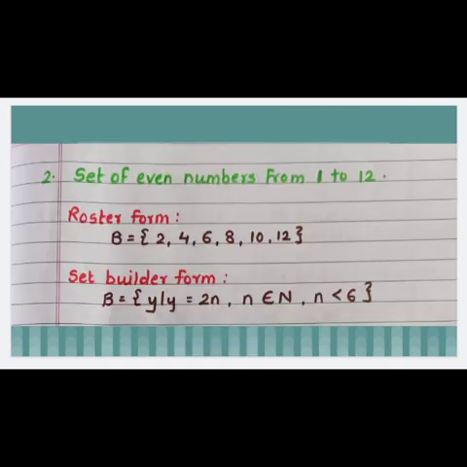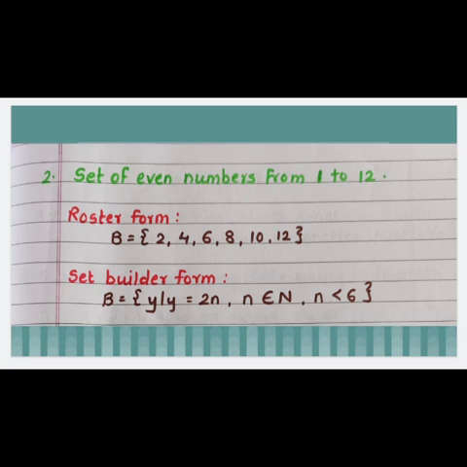Next, second example, set of even numbers from 1 to 12. First, we'll see by roster form. To show the set, we use here capital letter B, equal sign, curly bracket. We have to mention the even numbers from 1 to 12. Hence 2, 4, 6, 8, 10, 12. Curly bracket close.